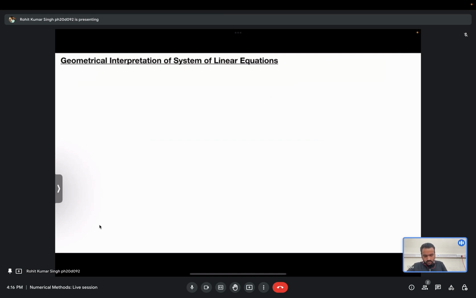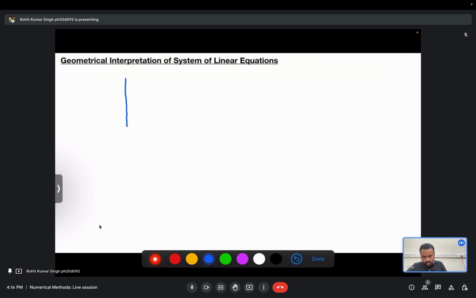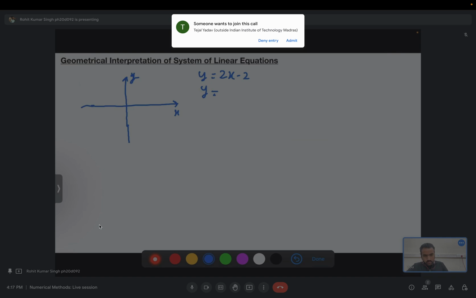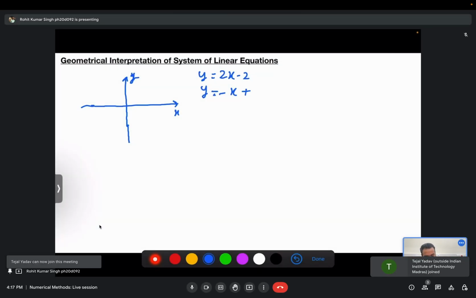So let's start with a simple two-dimensional system. Suppose we have an x-axis and a y-axis, and we have two equations: y is equal to 2x minus 2 and y is equal to x plus 4.